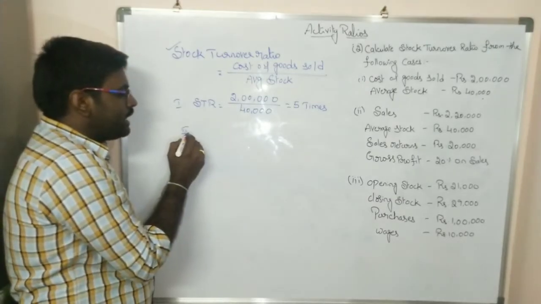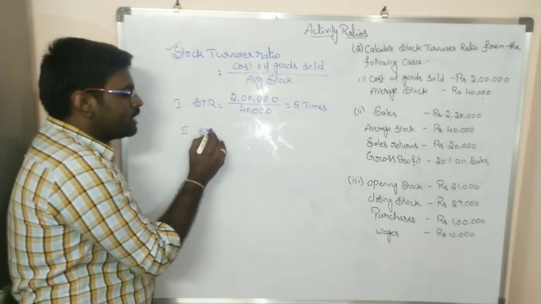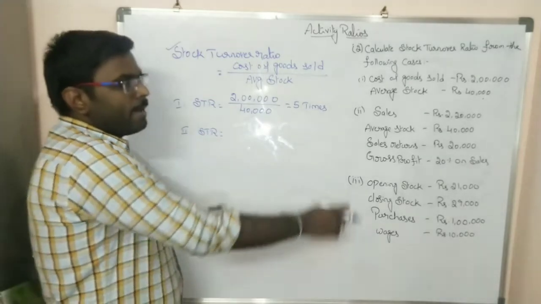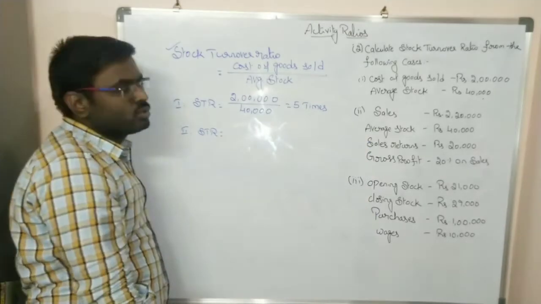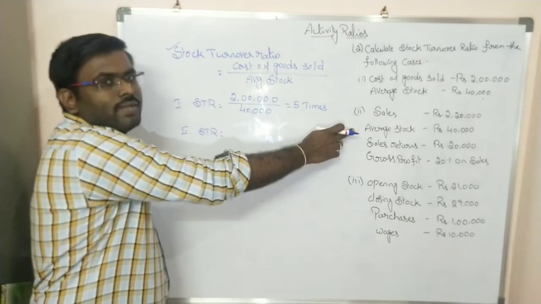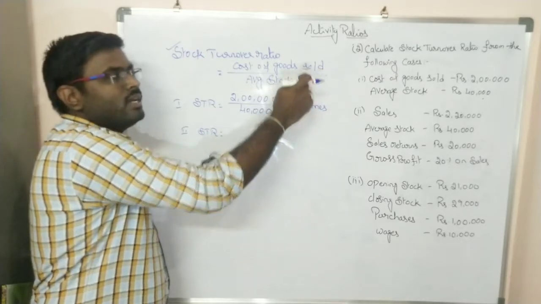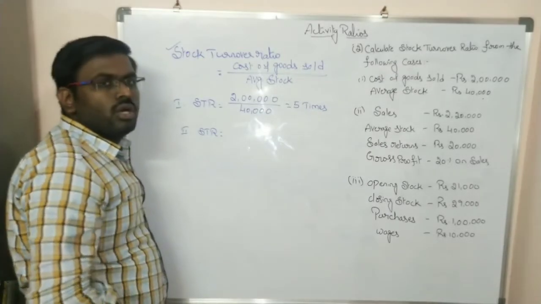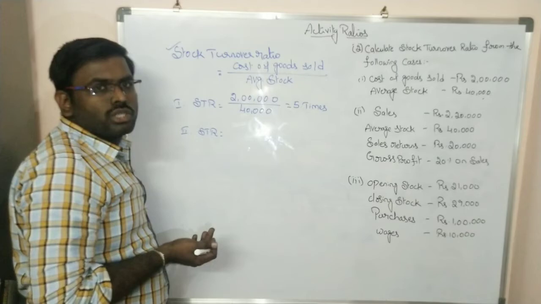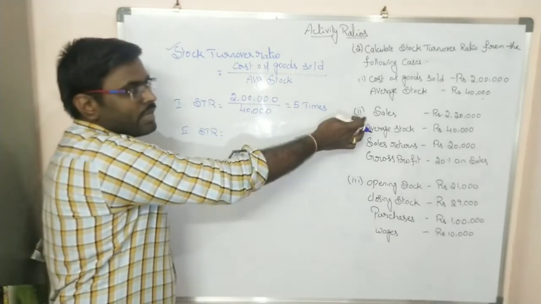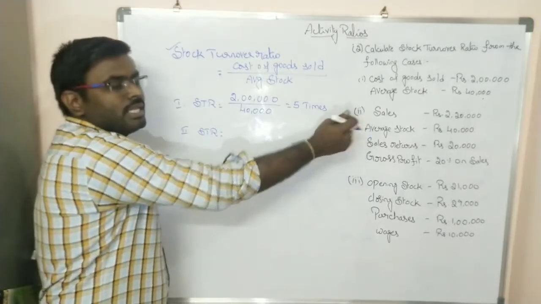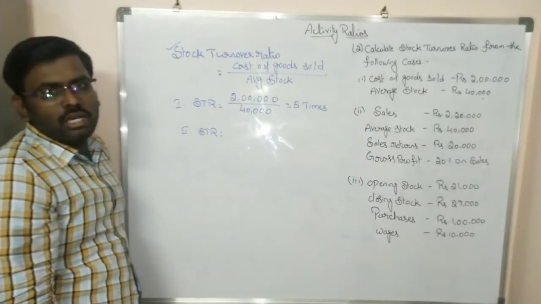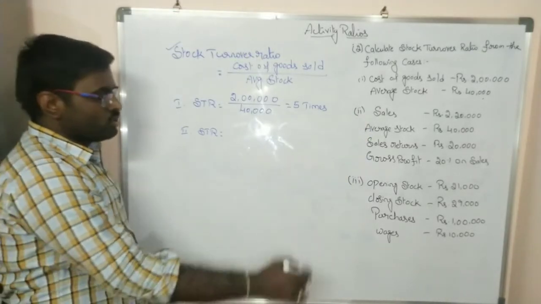Now in the second case again we have to calculate the stock turnover ratio. But here they have not given the information of cost of goods sold, but they have given the average stock. But we require cost of goods sold. So how can we calculate cost of goods sold? Here they have given sales, sales returns and gross profit. With these three pieces of information we have to calculate the cost of goods sold.